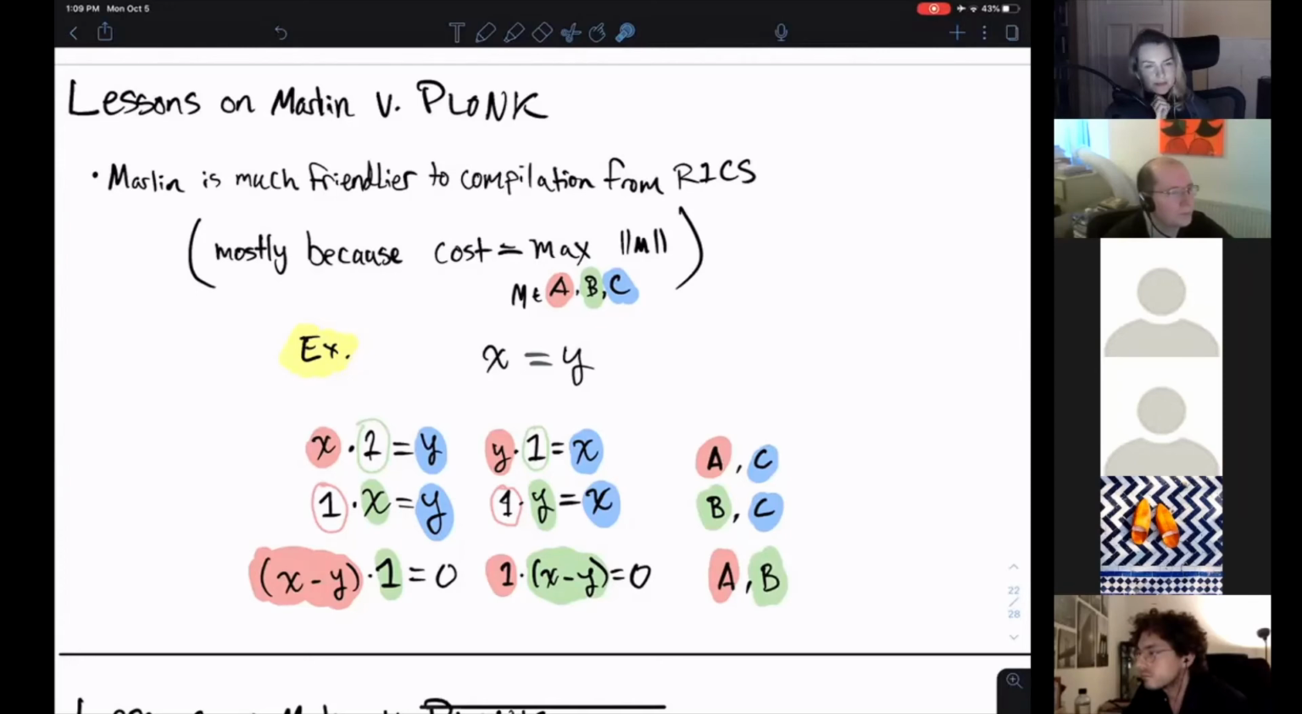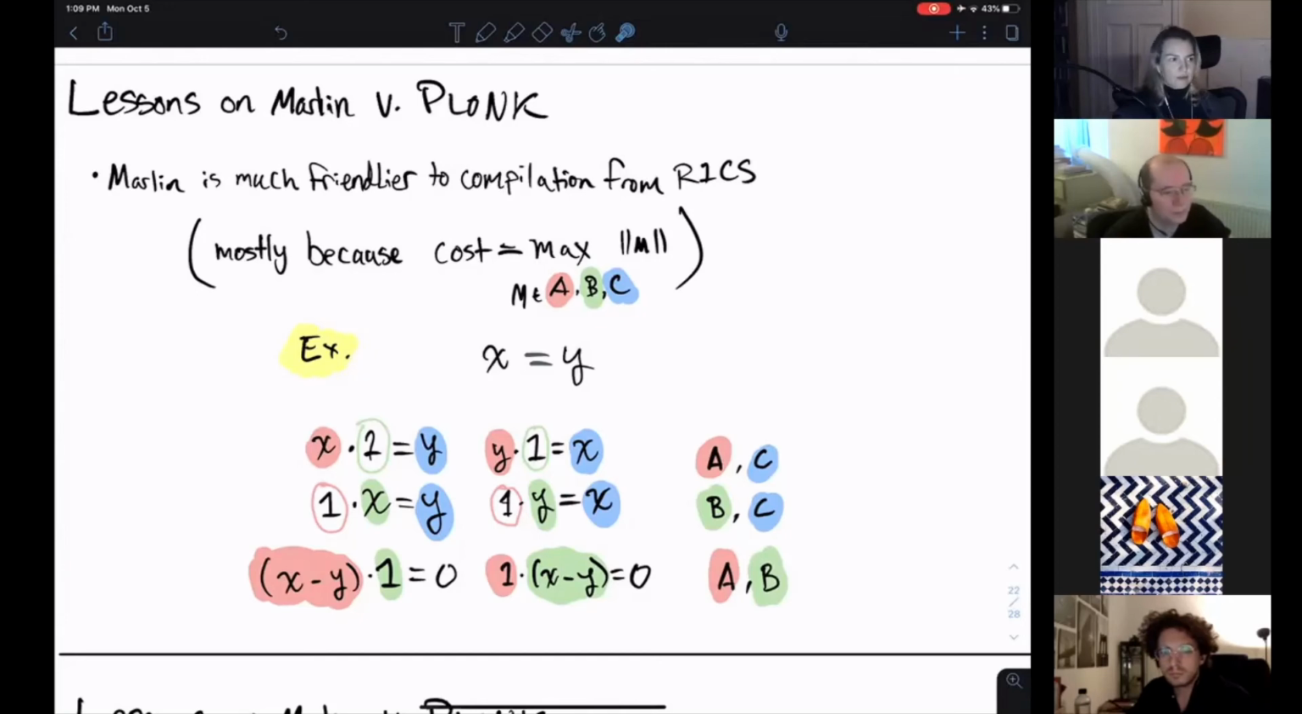One thing I'll say about Marlin and Plonk: I had this idea, and I don't know where I got it from, that Plonk would just be faster than Marlin, even without custom constraints, and that was definitely not the case, because the reduction from R1CS is so nice with Marlin.